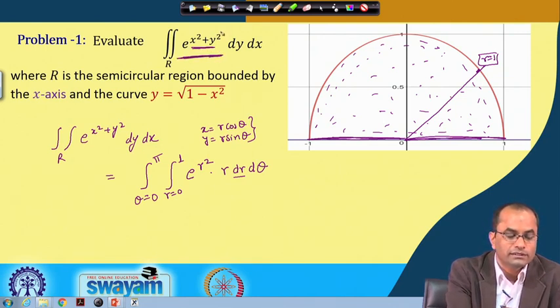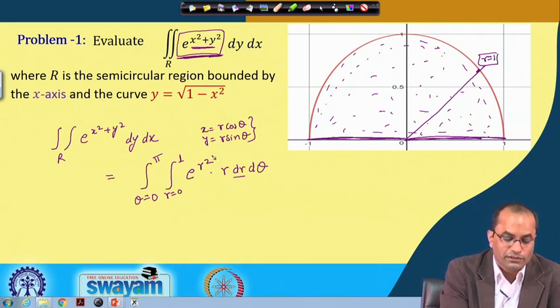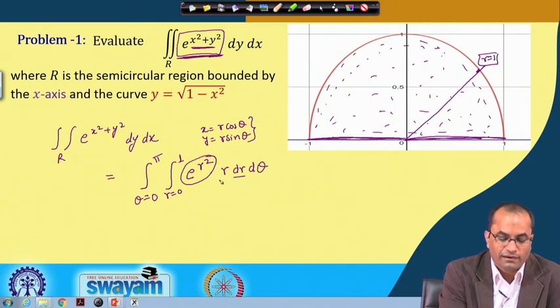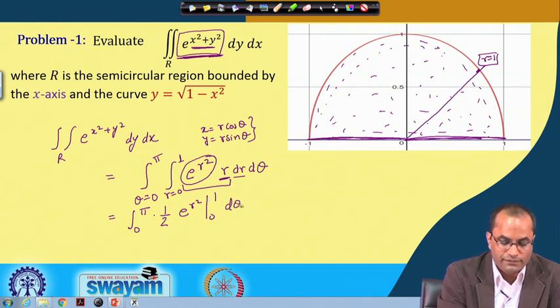coordinates, this was not easy, or rather not possible, to integrate this e power x square plus y square term, but now we got here e power r square and r. So, we can easily integrate this integrand now with respect to r. So, we have theta from 0 to pi, and this will give us half, and then you have 2r here, so exactly the differential of this r square. So, this integral will be e power r square, and we have 0 to 1, we have d theta.